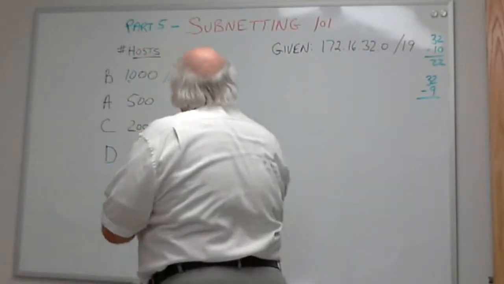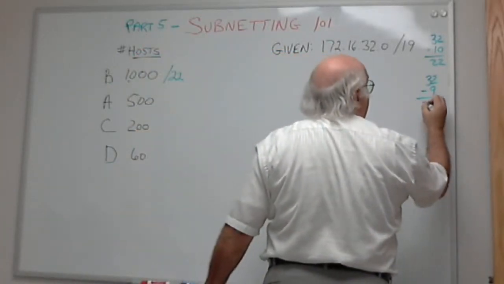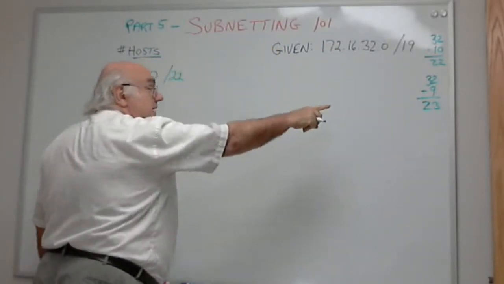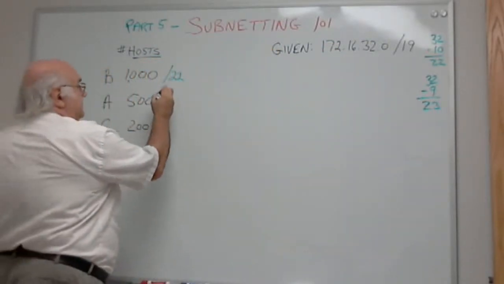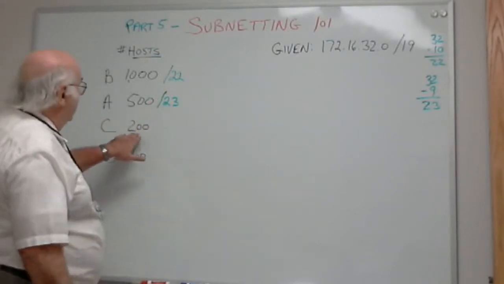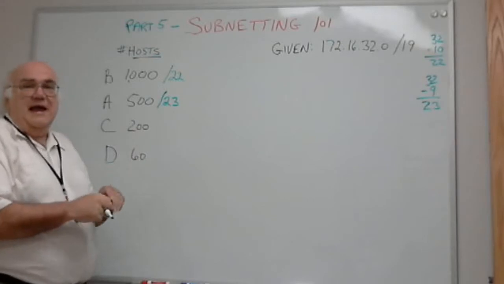32 minus 9 leaves me 23 bits. Okay? 23 bits is my prefix, because that is the size of my network. Okay? 200 hosts. How many bits do I need?